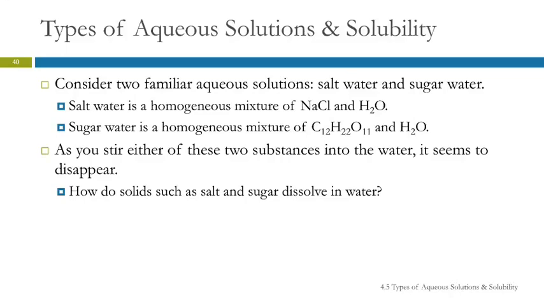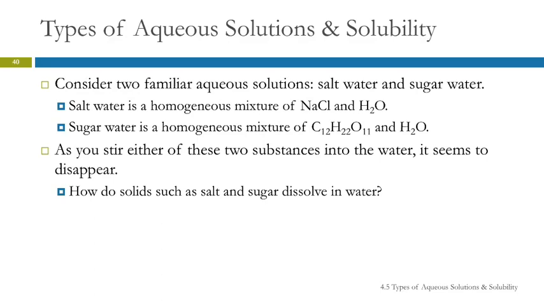Okay, types of aqueous solutions and solubility. So let's think about salt water and sugar water. Salt water is a homogeneous mixture, a solution of sodium chloride and water. Sugar water is a homogeneous mixture of sucrose and water. You stir either of these into the water, they seem to disappear.